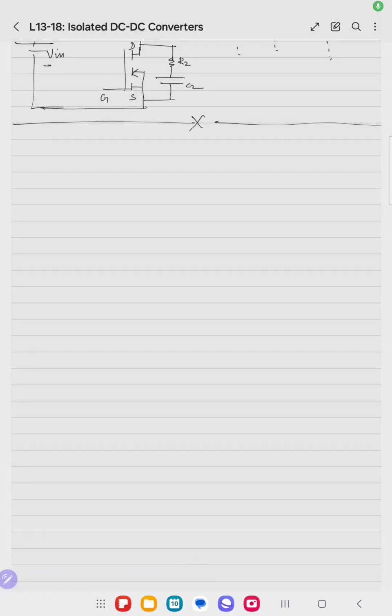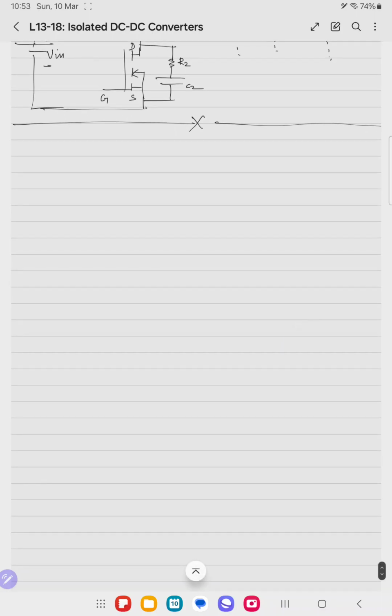Welcome to the next lecture of the series on modeling and analysis of DC-DC converters. So we are going through the isolated DC-DC converters, the analysis and working of the circuit and the steady-state operation of the isolated converters. We are done with the forward converter, push-pull converter, flyback converter, and now we'll see the next types of converters, that is the half bridge converter and the full bridge converter.